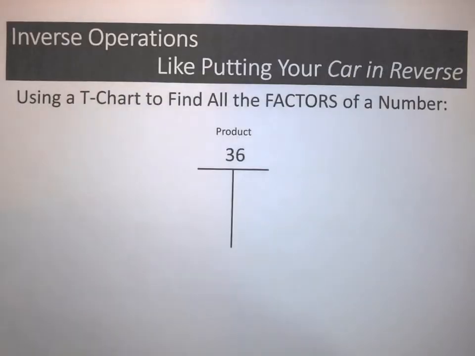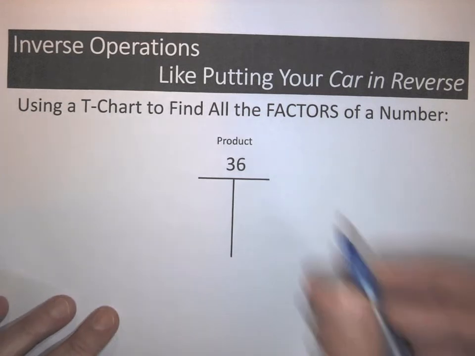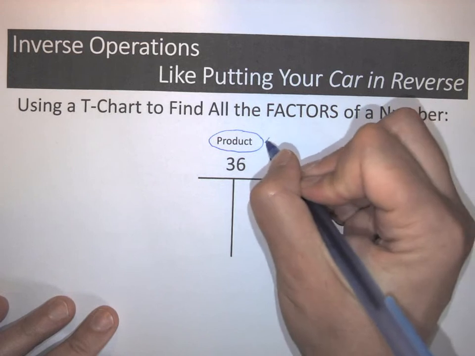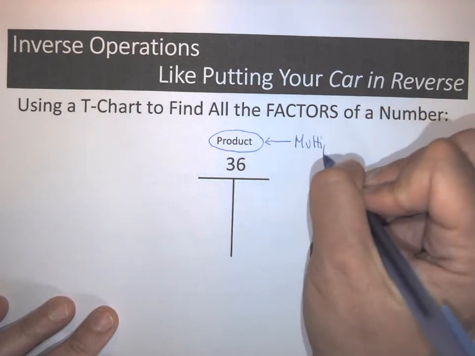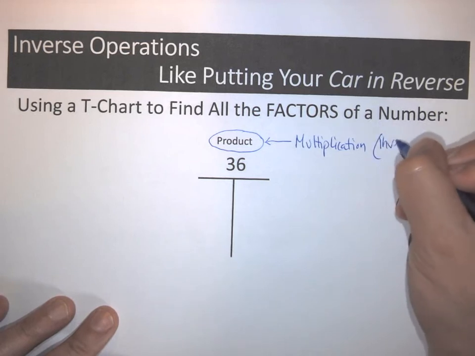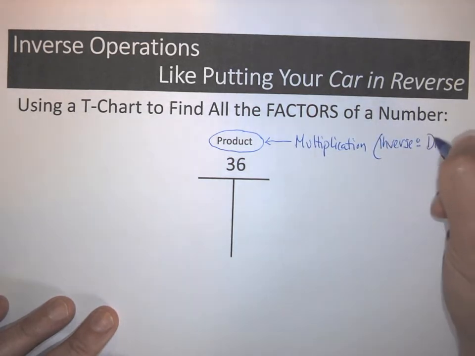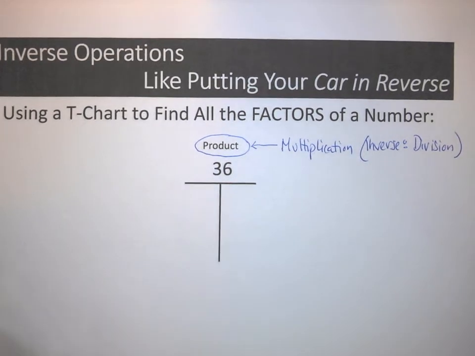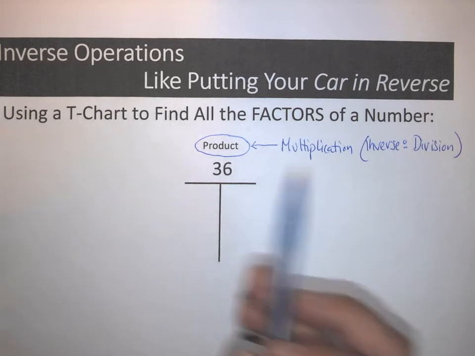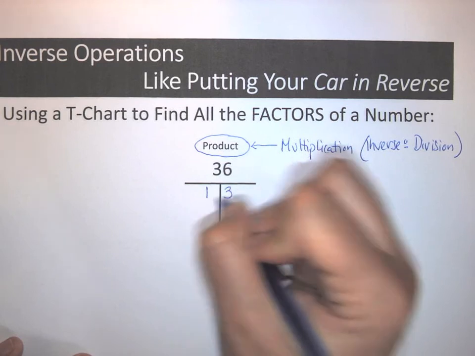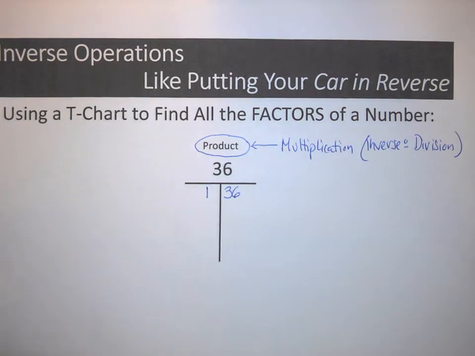We can also picture this in a T-chart, just like we did with the sum relationship. But I know now we're looking at multiplication because I have that word product. And then our inverse is going to be division. So now instead of finding the sum, we're going to find the product. And we can always start with 1 and the product itself. And then I can just try other values.